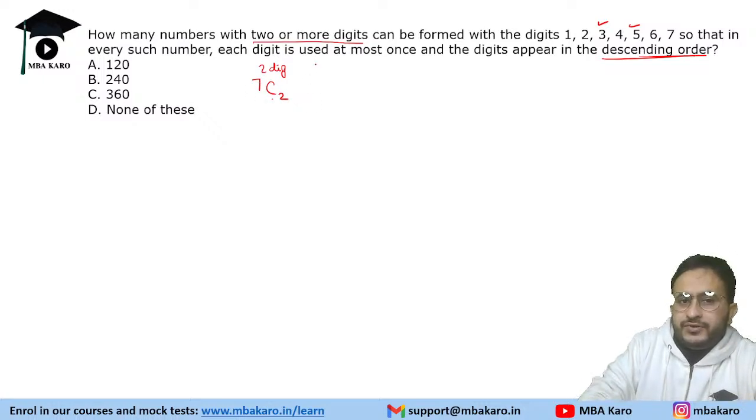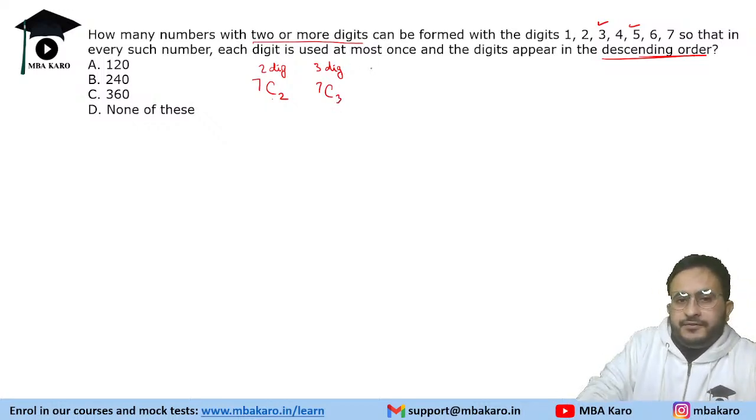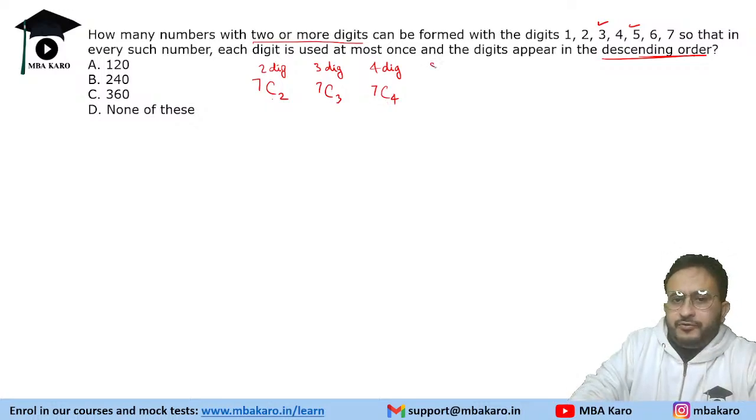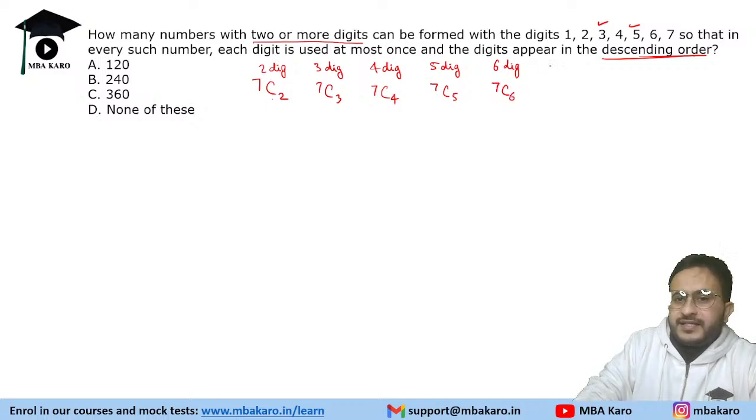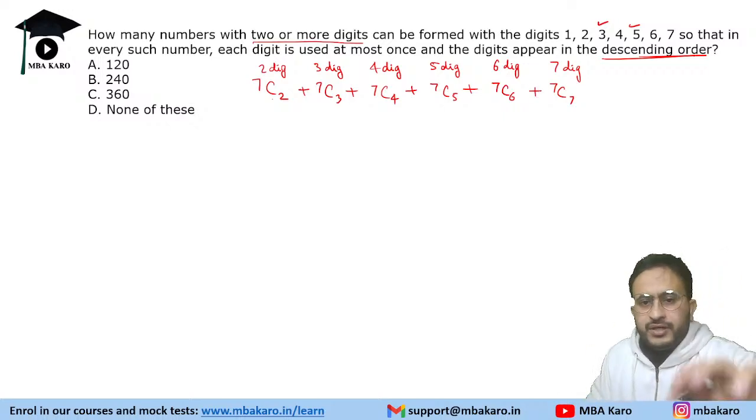Selection is 7C2. If you pick a three-digit number, your ways of selection is 7C3. If you have to pick a four-digit number, the way of selection is 7C4. Five-digit number, 7C5. Six-digit number, 7C6. And if you have to make a seven-digit number, the way of selection is 7C7. And arrangement is only one way. Only one way is there to arrange these numbers.